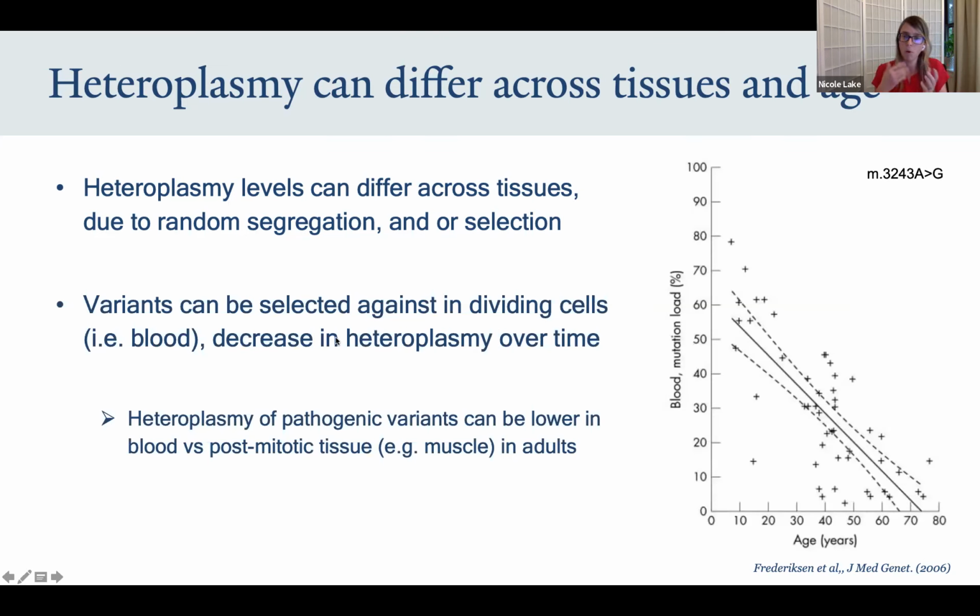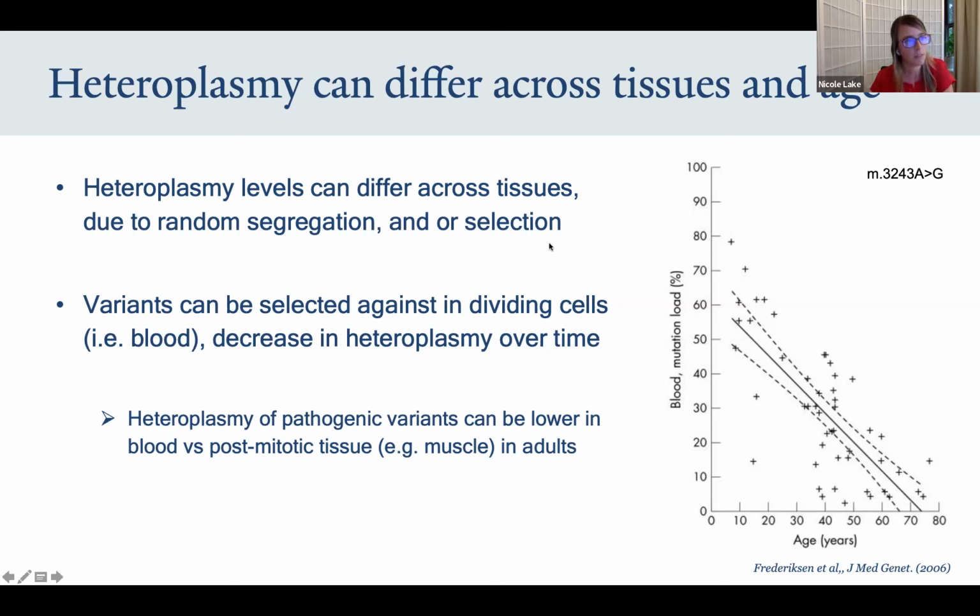So to elaborate on this point, variants in the mitochondrial genome can actually be selected against in dividing cells. So think blood, which is certainly a relevant tissue when it comes to genetic testing. Because if the pathogenic variants are causing a disadvantage, so if they're causing a functional defect, then those variants are selected against. And this causes the heteroplasmy level of those variants to decrease over time. So not only can heteroplasmy level vary over tissues, but it can also vary over the lifetime of an individual.